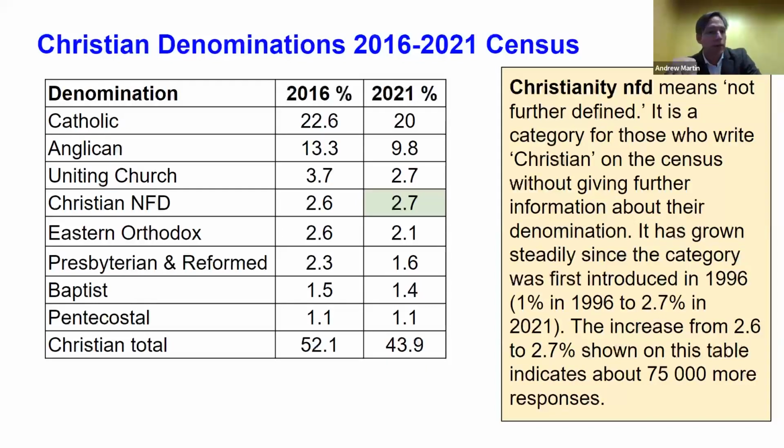Pentecostal has remained more or less static. Now, this NFD business, that's been a growing category. It means not further defined. It's just the people who write Christian on their census or Christianity without giving us further information about a denomination. You can see there it's grown quite a lot since 1996 to now. So you can speculate with your friends and teachers about what some of the reasons might be. How can we account for that? Why aren't people indicating a denomination anymore? They still loosely call themselves Christian, but they don't want to add further definition or detail.